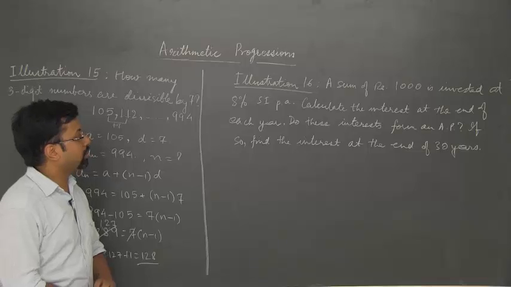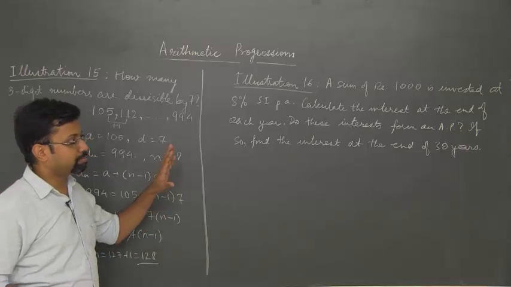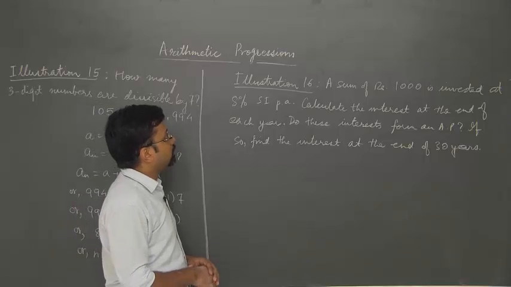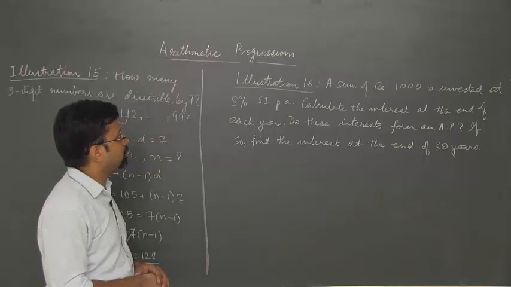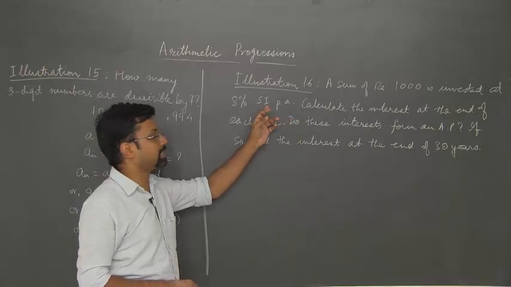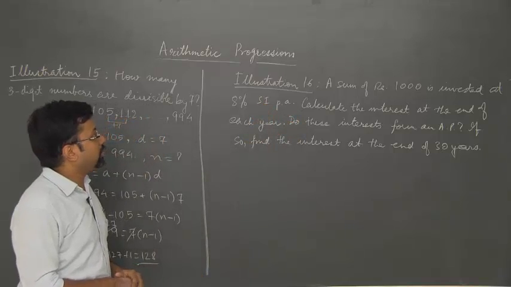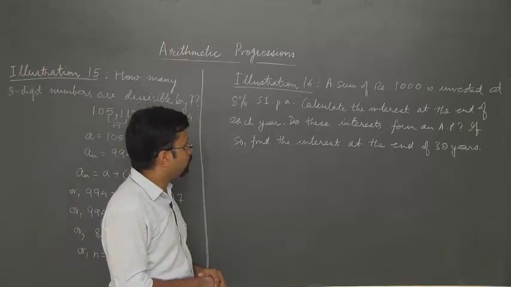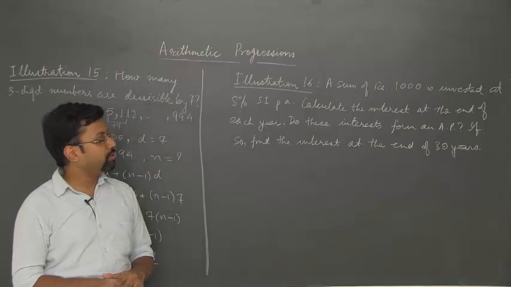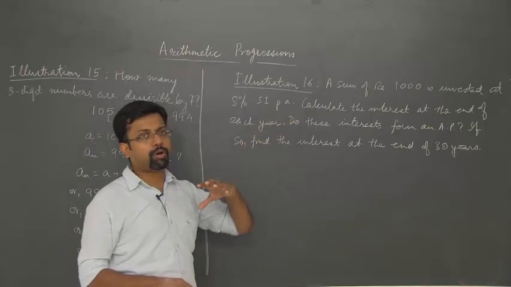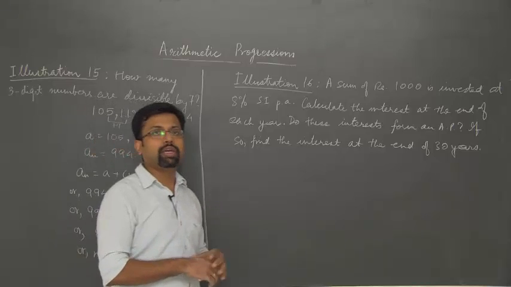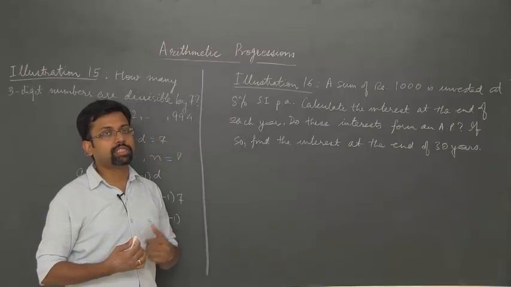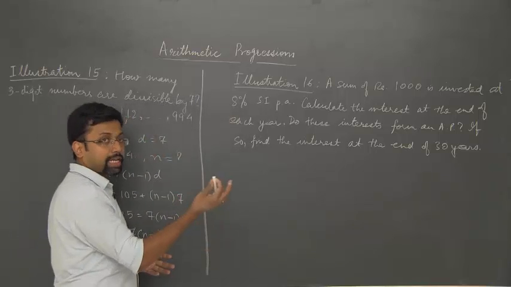Now, coming to the next question, which is a word problem based question. It says a sum of rupees 1000 is invested at 8% simple interest per annum. PA is per annum and SI is simple interest. Calculate the interest at the end of each year. Do these interests form an AP? If so, find the interest at the end of 30 years. So it is basically a problem that's been asked in AP, but it also involves concepts of the commercial arithmetic that you might have studied in earlier classes, in class 8 probably.